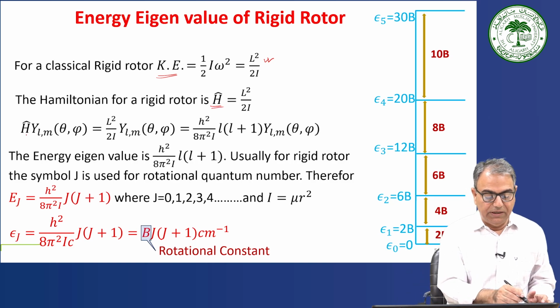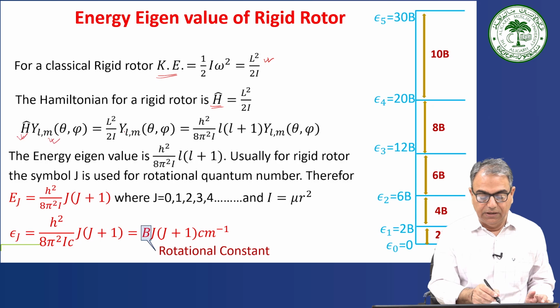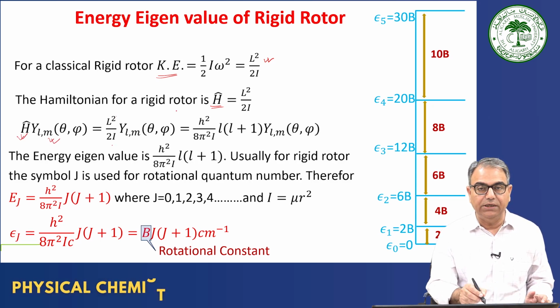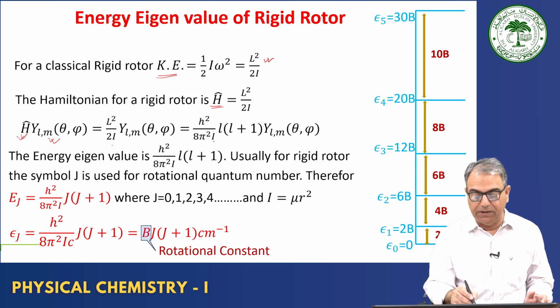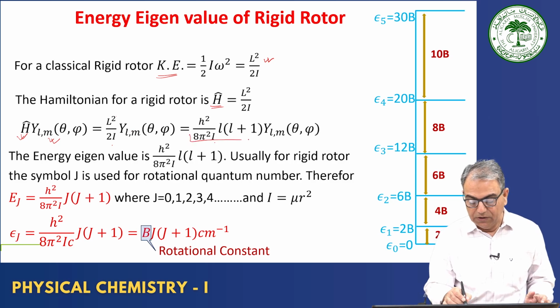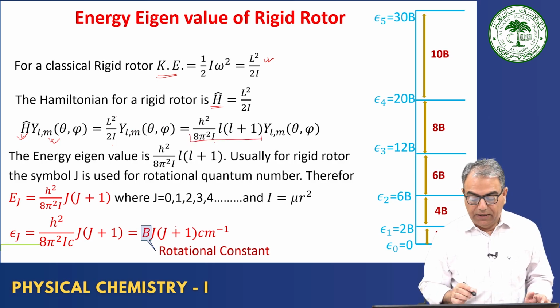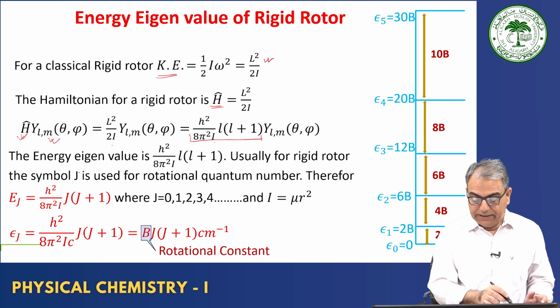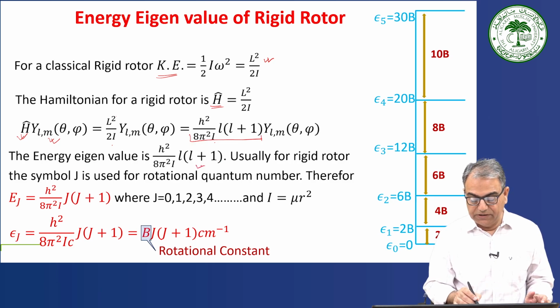So what does it mean? If you use this Hamiltonian, L square divided by 2I, on these spherical harmonics, what you should get is the function back along with the energy value. And the energy which we have determined is h square divided by 8 pi square I, L into L plus 1. So this energy we have determined. The energy eigenvalue is this one.